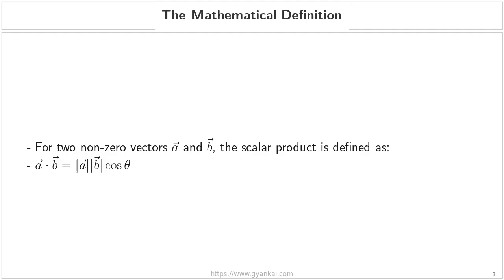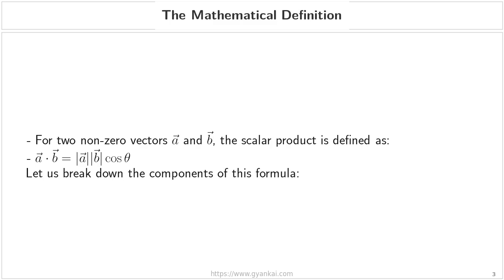The mathematical definition. Now that we understand the concept of how vectors can overlap, let's look at the actual mathematical definition. For two non-zero vectors, let's call them vector A and vector B, the scalar product is defined by a specific formula. We write this as vector A dot vector B, which is equal to the magnitude of vector A multiplied by the magnitude of vector B, all multiplied by the cosine of theta.